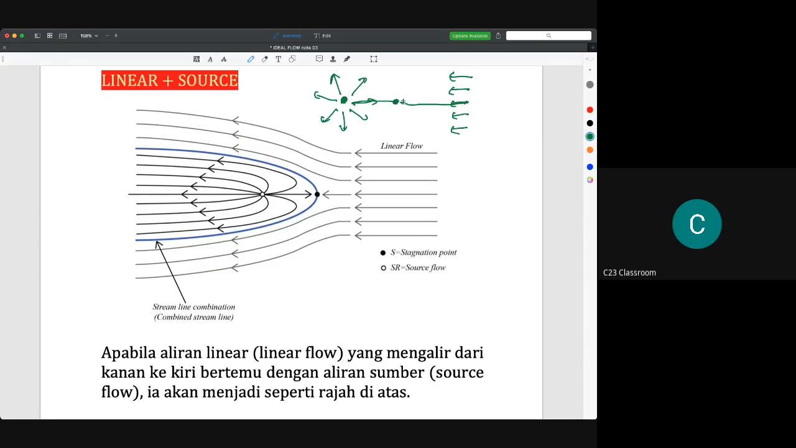So maksudnya jika ada molekul daripada linear flow di sebelah kanan bertemu dengan molekul daripada source flow dari sebelah kiri, mereka akan bertembung di seperti ini. Okay, awak just imagine like this one. And then you need to believe that we are calculating a real thing.